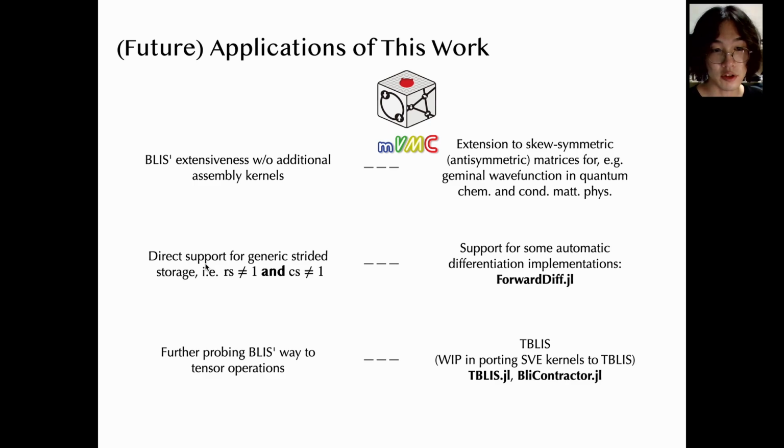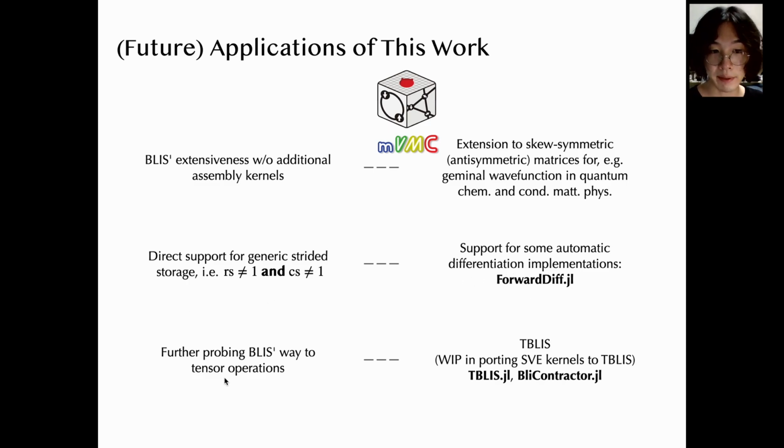The second one is direct support for generic strided storage, which means that the matrix is neither stored column-major nor row-major. In most cases, we copy those matrices into an out-of-place memory block and use BLAS operations there. But this creates extra memory cost as well as extra memory access time. To solve this problem, BLIS supports generic strided storage as well. This can greatly speed up some automatic differentiation implementations, like the forward differentiation in Julia.